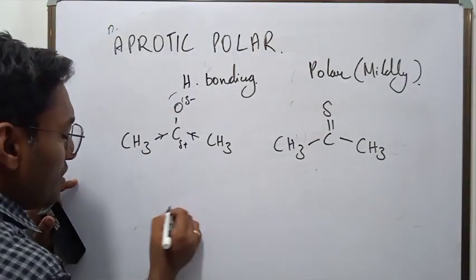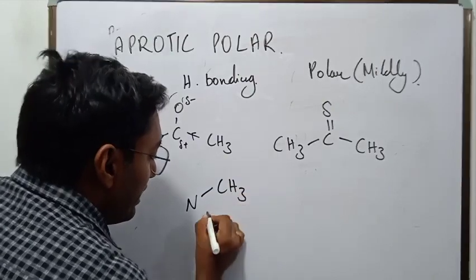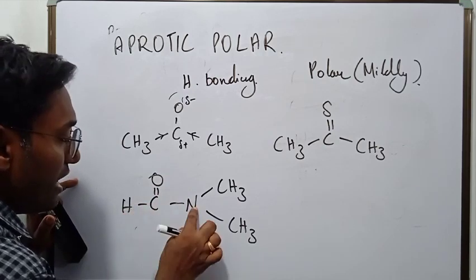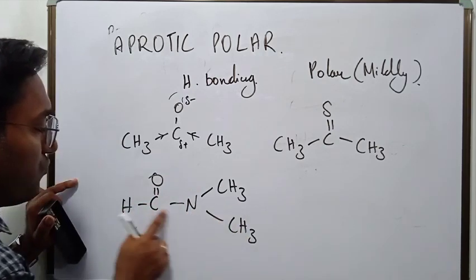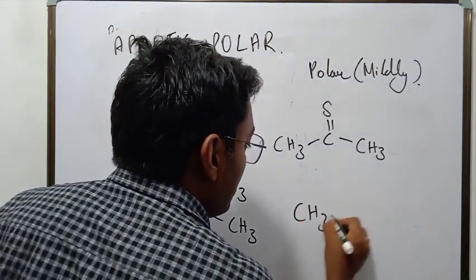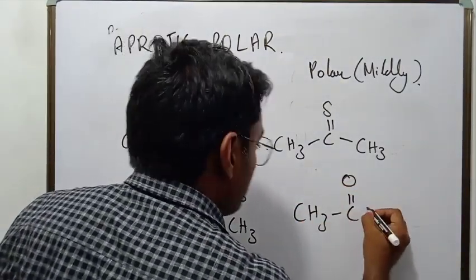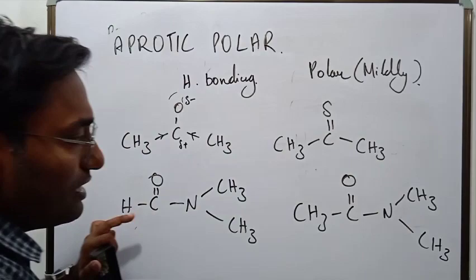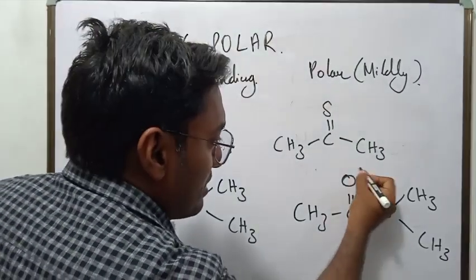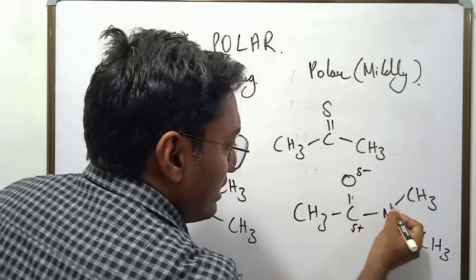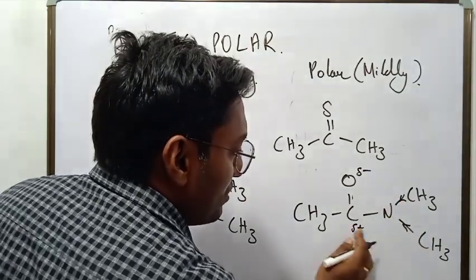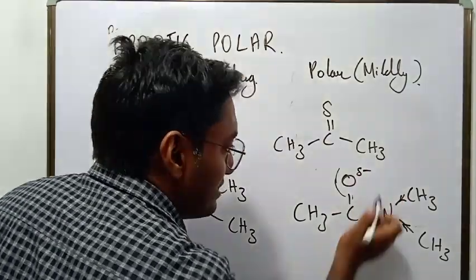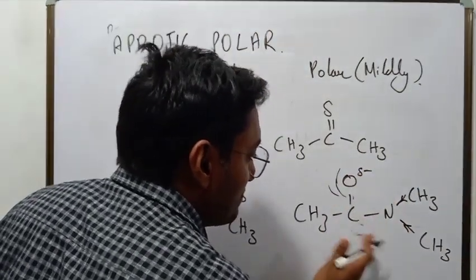Other examples include N,N-dimethylformamide and N,N-dimethylacetamide. All these are examples of aprotic polar solvents, right? Here also you can see that this becomes negative, this becomes positive, and this already withdraws electrons, this pumps electrons. The positive charge here reduces drastically, so that the negative charge only plays a role here, right? It is having a strong negative charge and a positive charge which is not so strong.